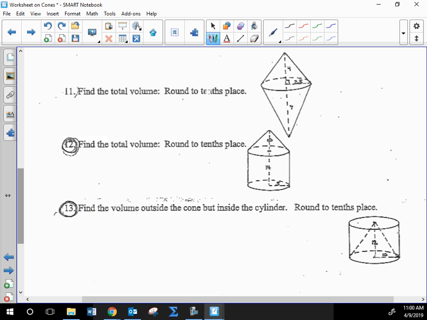Now for 13, what would we subtract? Good. So I would want to take that cone away from the cylinder. Essentially, that would be this shape. The cone is empty inside. I would want to find the volume of this. So I want to find the volume of the whole cylinder and take away from that the volume of the cone. Now, these all ask for volume.